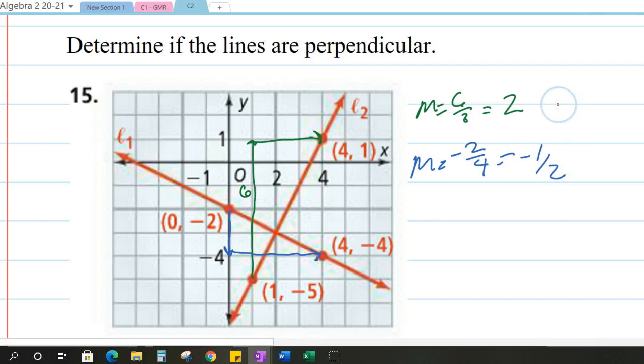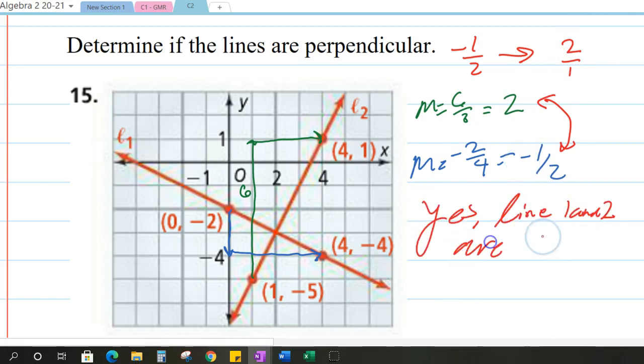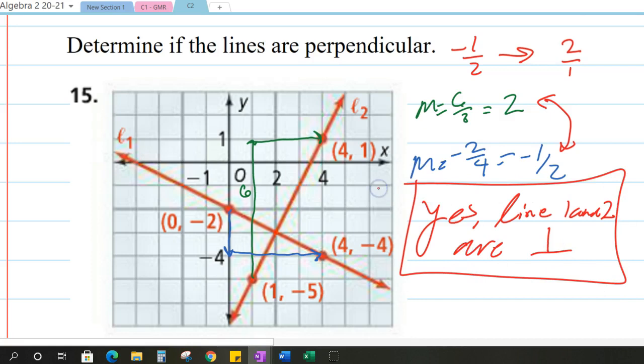The big question now is, are 2 and -1/2 negative reciprocals? Yes, if I take -1/2 and I flip it upside down, I get a 2 over 1 and switch the signs to make positive. So yes, these are negative reciprocals, which means I can say, yes, line 1 and 2 are perpendicular. The little symbol here means perpendicular.